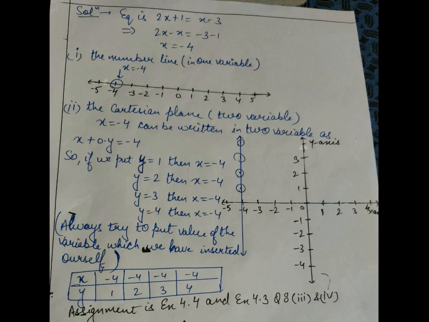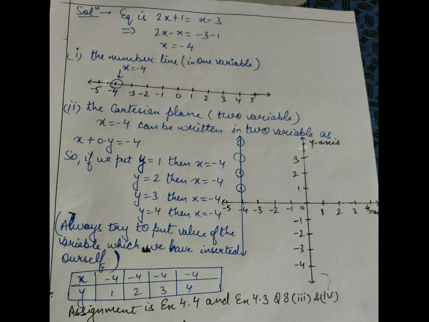Now first we will solve our given equation. The given equation is 2x plus 1 is equal to x minus 3. After solving this equation fully, we will get x is equal to minus 4. Now the first part is that we have to represent it on the number line, that means in one variable. So you can just find the value on the number line, that is x is equal to minus 4 on the number line, the way I have done.